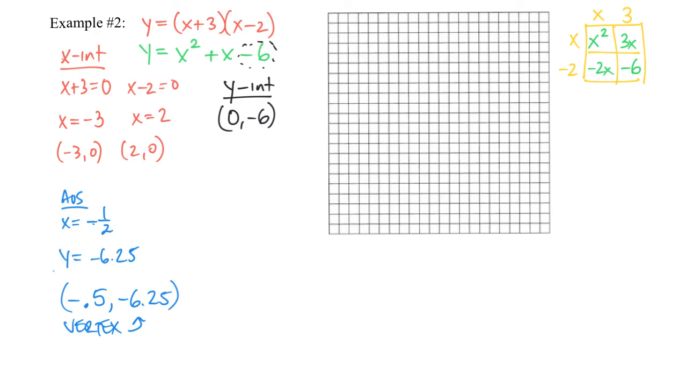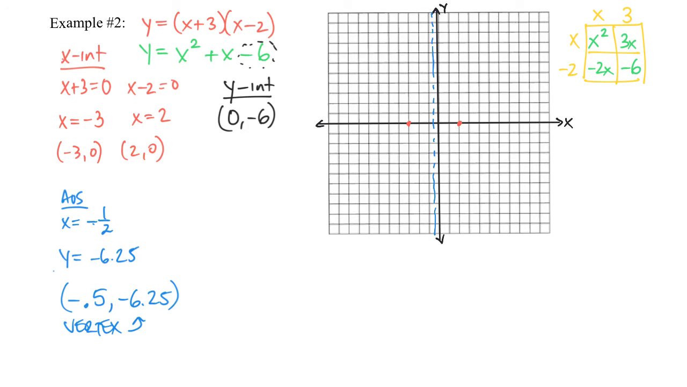So let's graph. I'm going to put my axes on first. Again, this looks like this one can go right in the middle. So here go my axes. And then I'm always going to put arrows on them and label them as x and y. And now let's start plotting our points. X-intercepts are at -3, 0, and 2, 0. I'll go ahead and put in my axis of symmetry. It's at -1/2, which is right about here. And my vertex is at -6.25.